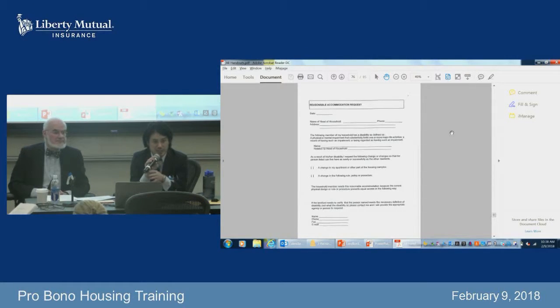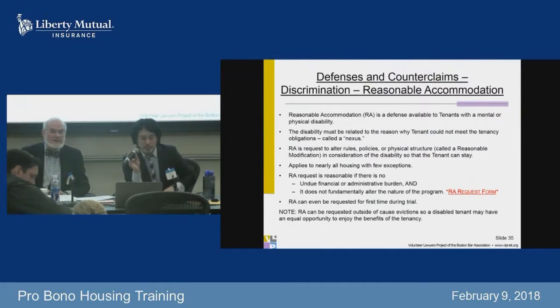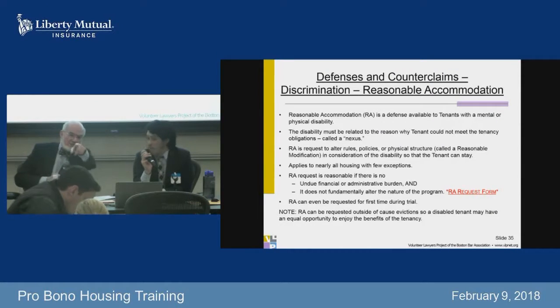It doesn't have to look like this, though. A lot of the larger housing providers have their own proprietary forms, and the tenants can use those as well. So important. Question for Kathy?